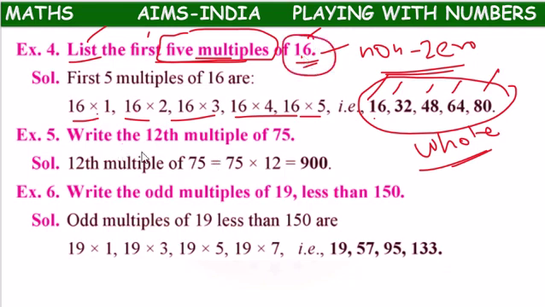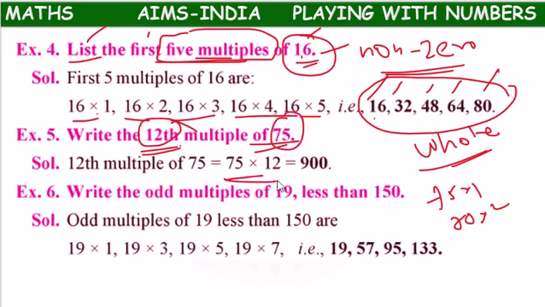Next, write the 12th multiple of 75. So the 12th multiple of 75 means no need to write 75 1, 75 2, like that, no need to count. Because they are asking for the 12th multiple of 75, directly we can write 75 into 12, which is 900. Starting from 1, no need to write. Directly we can multiply with 12, we will get the answer.